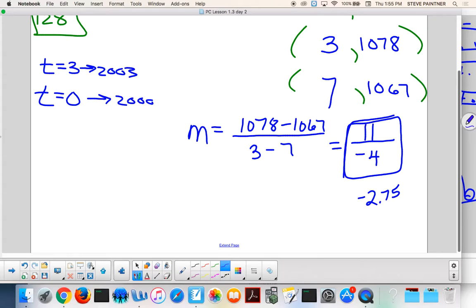Decrease in stores. How many stores are we losing? 2 a year. 2.75 per year. That's what the slope means. Okay. Now, write the equation.